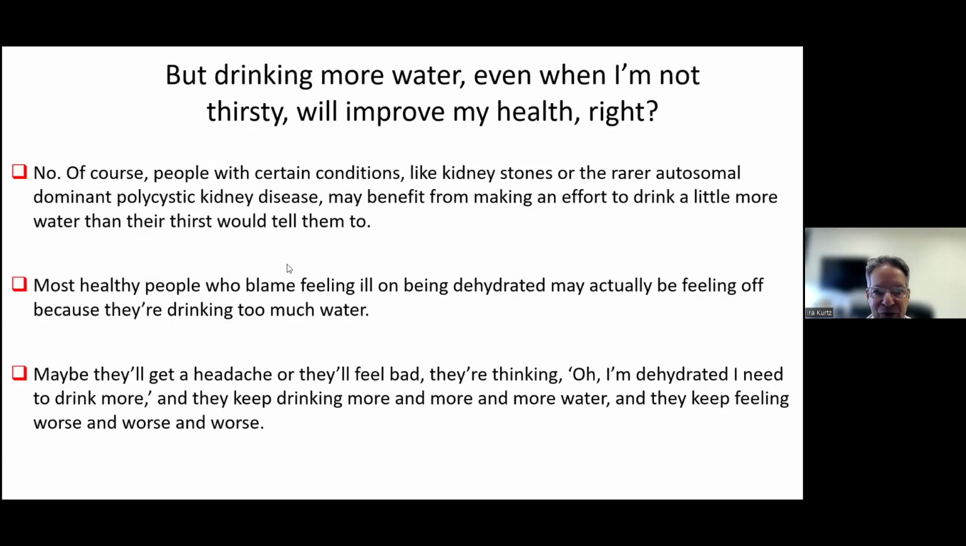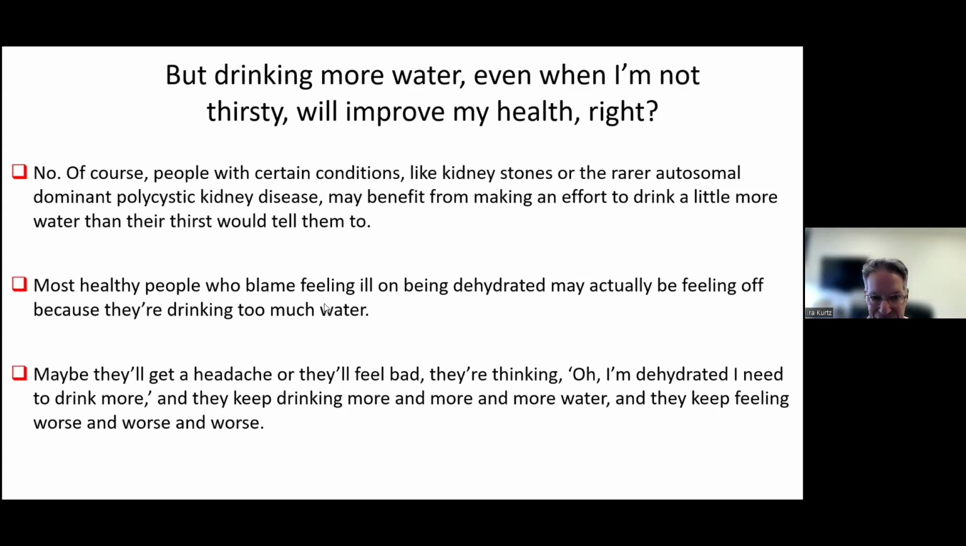What about drinking more water even when I'm not thirsty? Will that improve my health? No. Of course, certain people with conditions like kidney stones may have to drink more water, or rare diseases like polycystic disease of the kidney, make an effort to drink a little more water than their thirst would tell them to. But these are specific medical conditions where that might help.